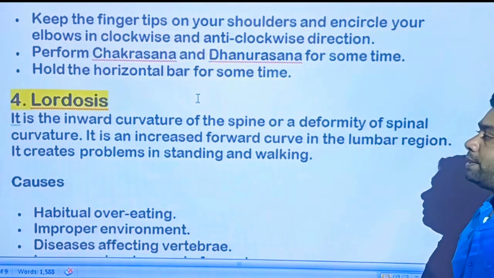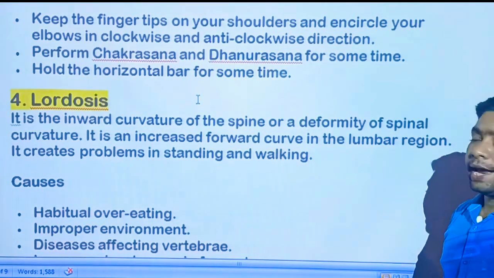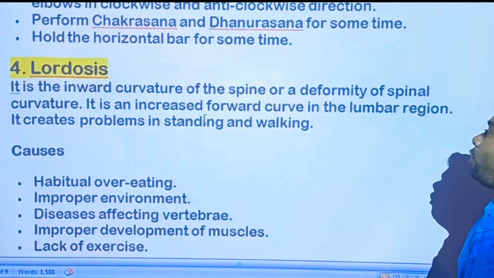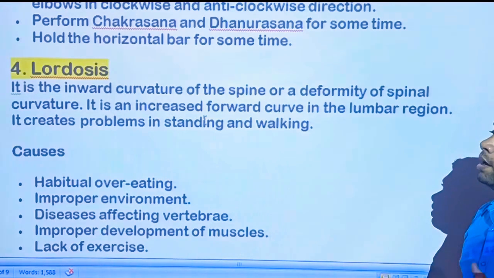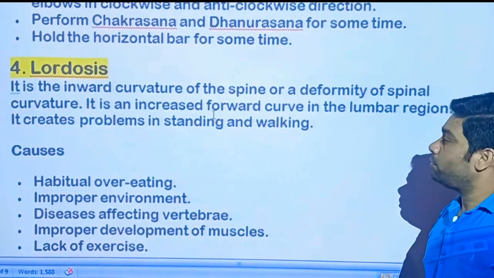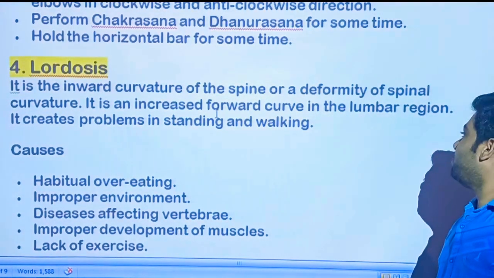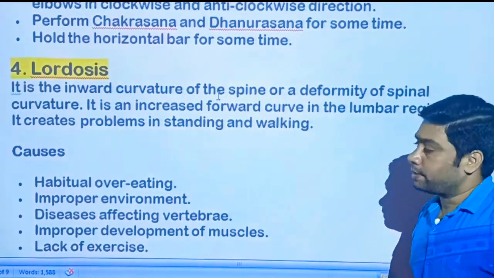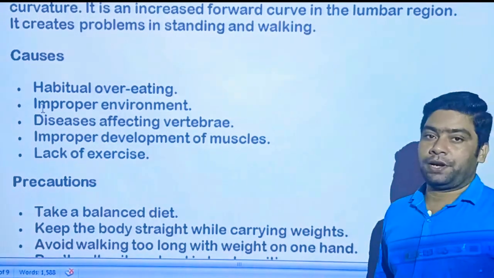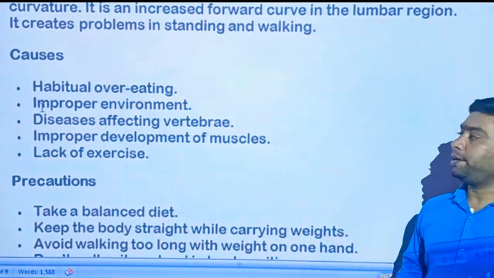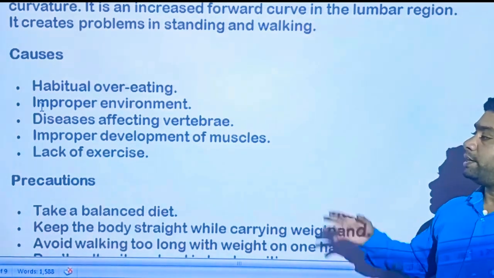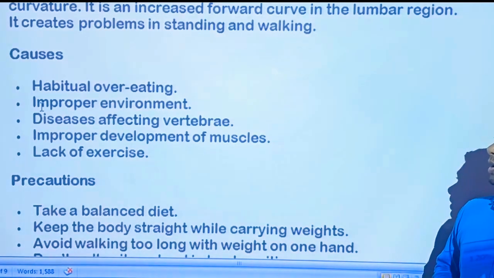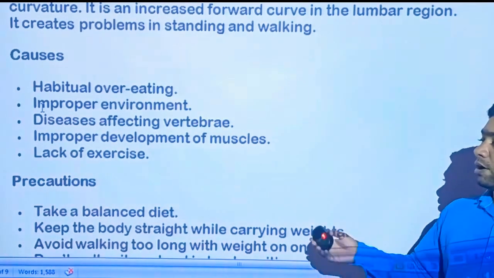Okay, now the fourth one is lordosis. It is an inward curvature of the spine, a deformity of spinal curvature. It is an increased forward curve in the lumbar region. It creates problems in standing and walking like this. Causes: the first reason is habitual overeating. Second is improper environment. Third is diseases affecting weight bearing. Fourth is improper development of muscles. Next is lack of exercise.